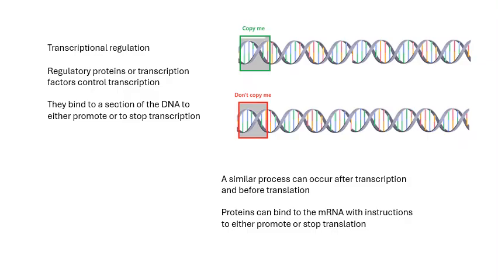Transcriptional regulation: regulatory proteins, or transcription factors as they are called, control transcription. This is one of the ways that it's done. They bind to a particular part of the DNA, and they might promote transcription or they might stop it. So basically the message would be, come and copy this bit of DNA, or don't copy this bit of DNA.